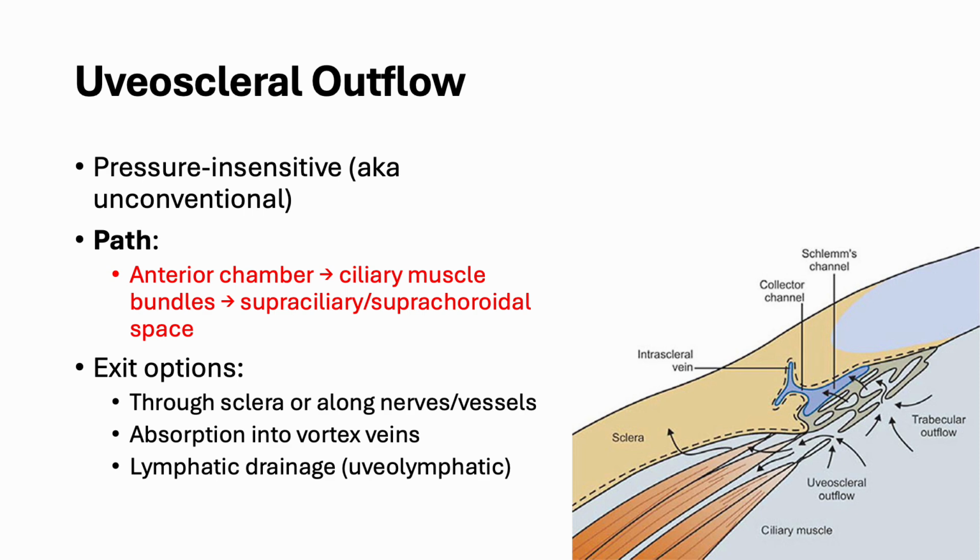It can be absorbed into vortex veins, which carry venous blood away from the eye, or it may be drained via lymphatic vessels, a route referred to as uveolymphatic drainage. Although it accounts for a smaller portion of total outflow compared to the trabecular pathway, uveoscleral outflow becomes especially relevant in pharmacologic management, as certain medications, like prostaglandin analogs, primarily enhance this route.